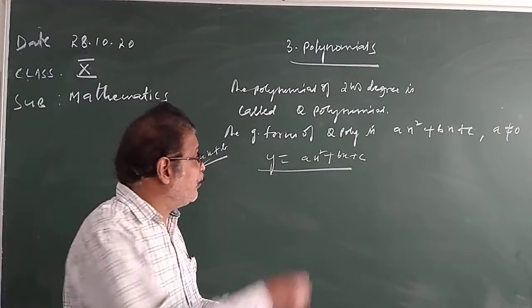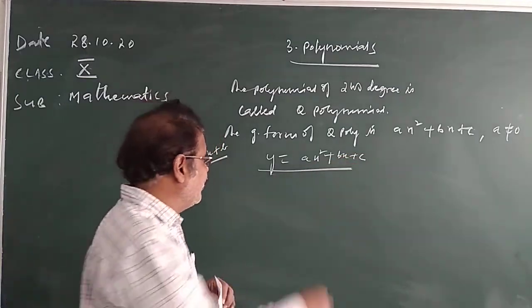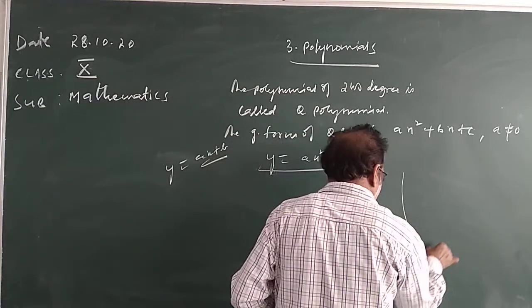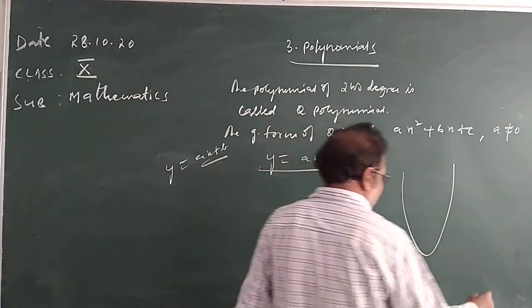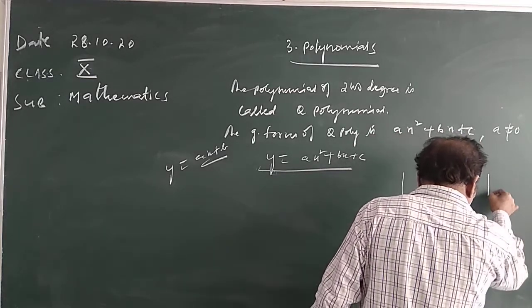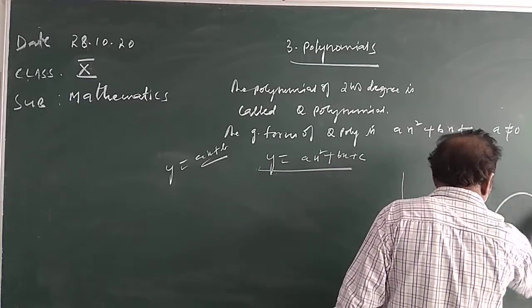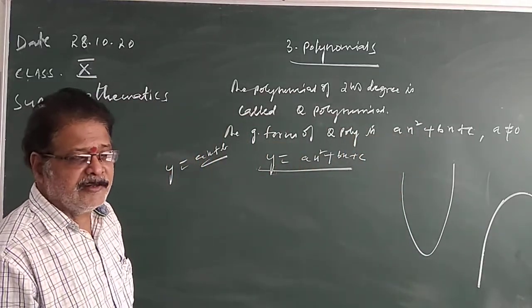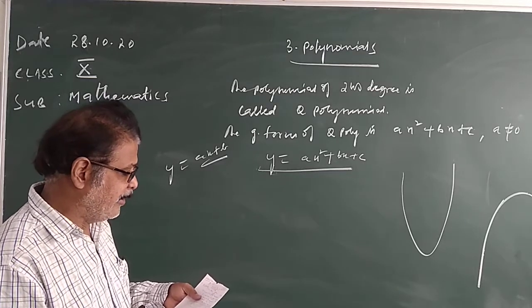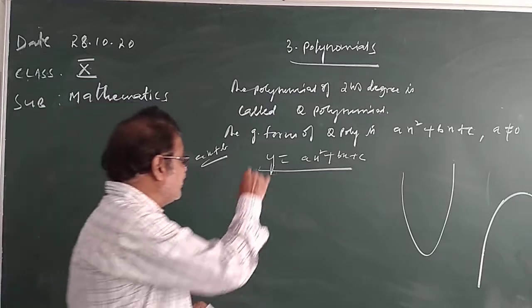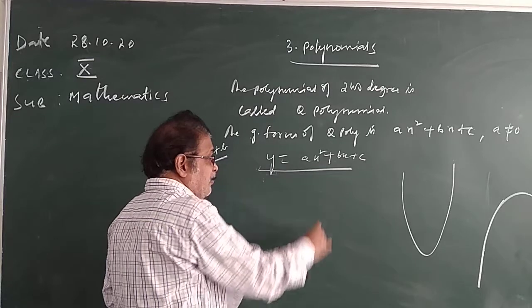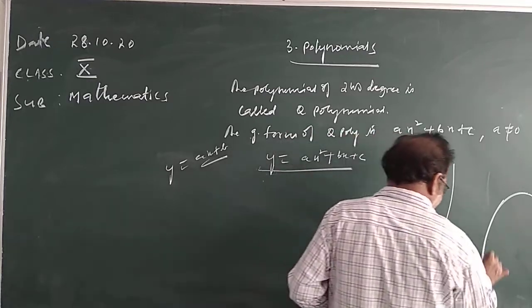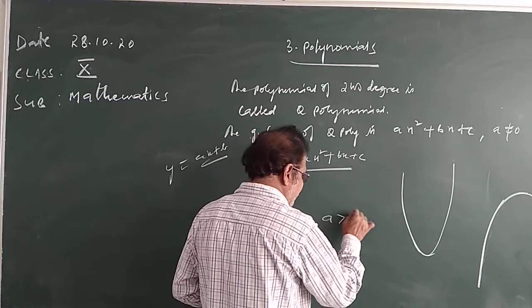For any quadratic polynomial ax square plus bx plus c, where a is not equal to 0, the graph of the corresponding equation y is equal to ax square plus bx plus c either opens upwards or opens downwards. It depends on whether a is greater than 0 or a is less than 0.